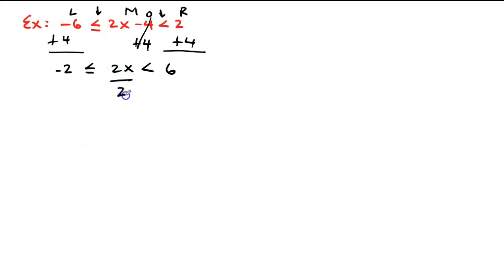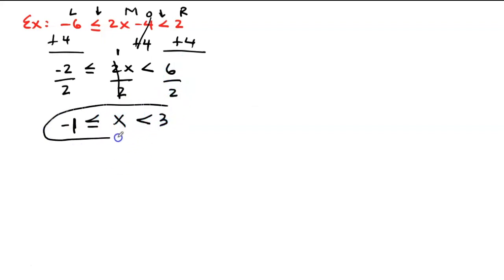Next, divide by 2, right? Middle, the right, the left. 2 divided by 2 is 1. It cancels out, so I'll bring down the x. Symbol, don't forget the equal, okay? And then -2 divided by 2 is -1. 6 divided by 2 is 3. The x is by itself. I am done. Let's graph.